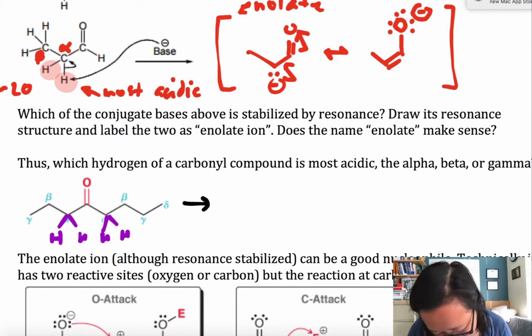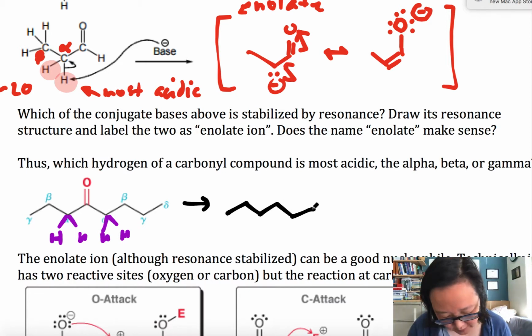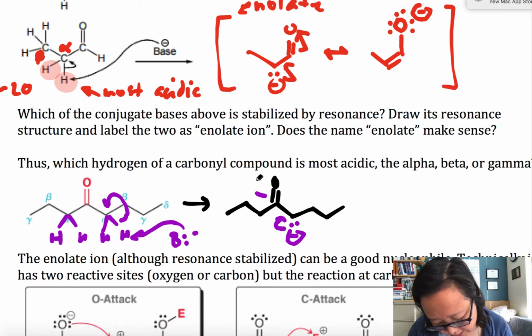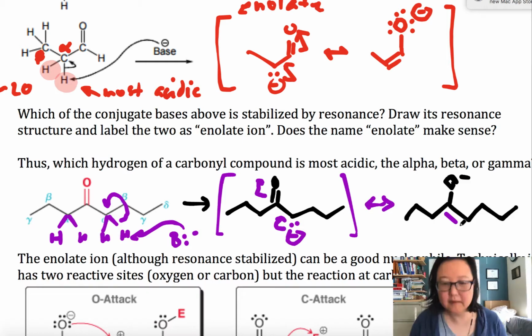So just pick one of those. In this case, this molecule is pretty symmetric. So you can just pick any one of these to make your enolate ion. So one thing you could do is you could picture a base coming in and grabbing one of these and putting your negative charge here. And then the resonance structure for that is to have the negative charge on the oxygen. Okay, so there's the other resonance structure there.